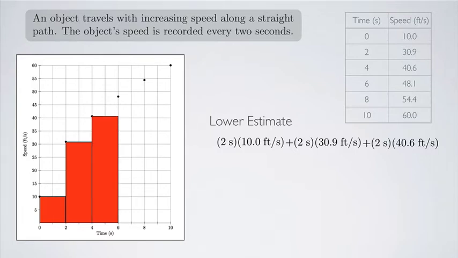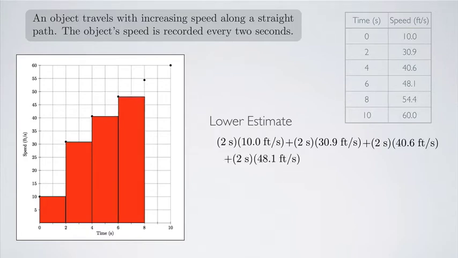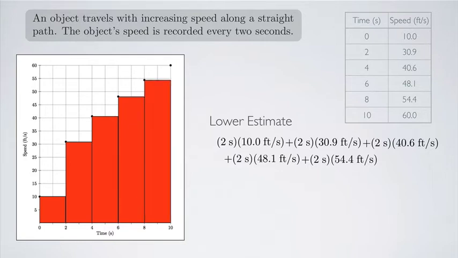Then I have 2 seconds times 48.1 feet per second, and that would be the same as this rectangle. And finally, I would have 2 seconds times 54.4 feet per second, and that would be the same as this rectangle. And when I do this calculation, I end up getting a lower estimate of 368 feet. Now let's look at the upper estimate.